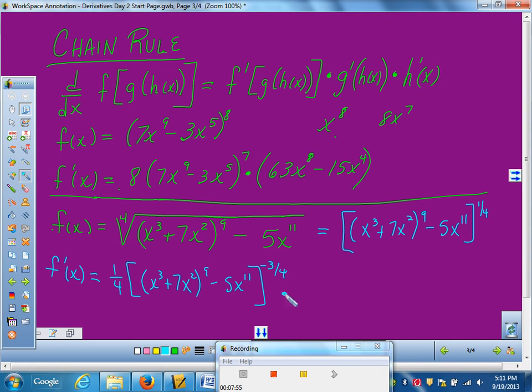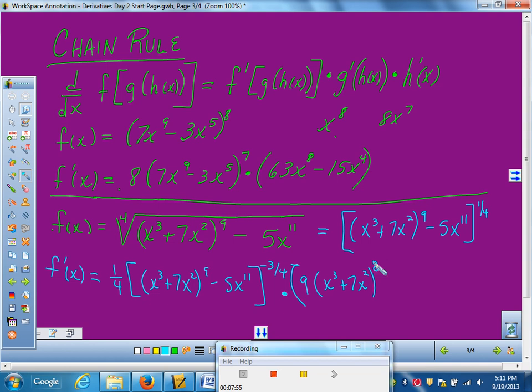Now, you'll notice when you go to move to the inside, you have a quantity to the ninth power minus 5x to the 11th. Since that minus is in there, you need to start a new parenthesis or bracket, because you have a new quantity. However, we work left to right as we work inside there. So the first thing we deal with is the quantity to the ninth power. So on that one, I have to do another chain rule because there's a ninth power outside it. I go 9, write it all down to the eighth.